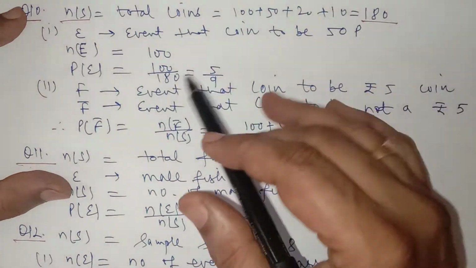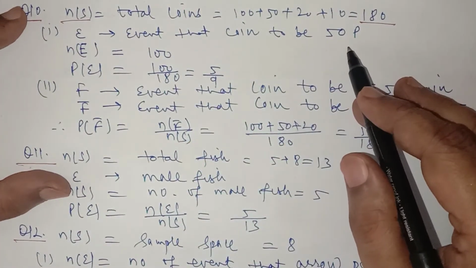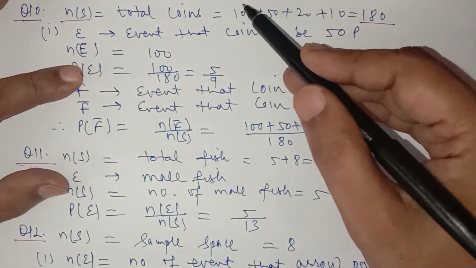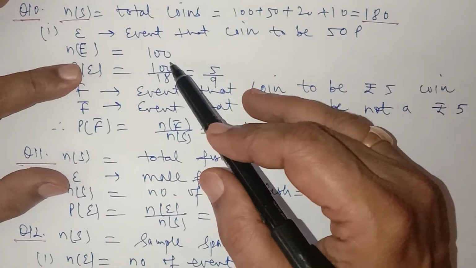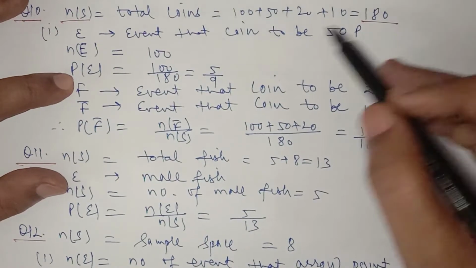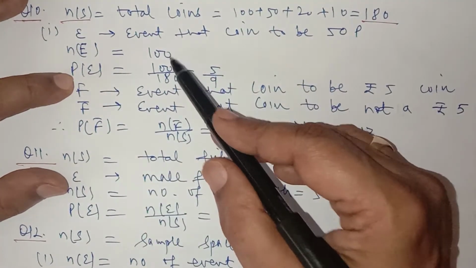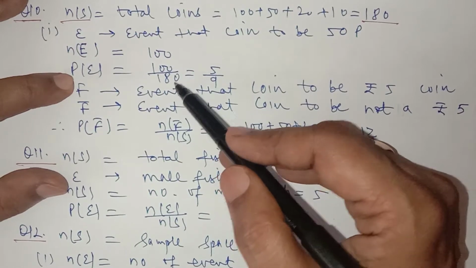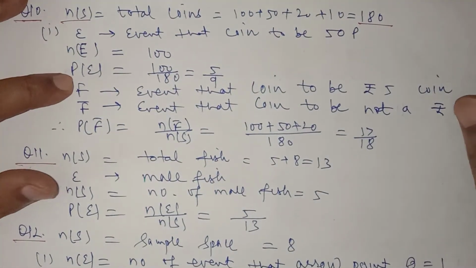So let E be the event that it should be a 50 paise coin. So how many 50 paise coins are there? Read in your book, there are 100. And the total sample space is 180. The total coins are 180. So the probability of E is 100 upon 180, NE upon NS, that is favorable events upon total outcomes.